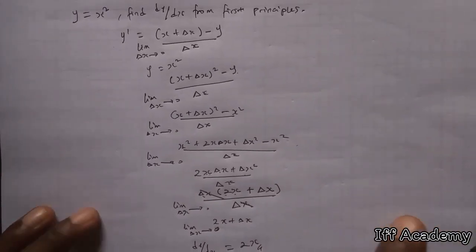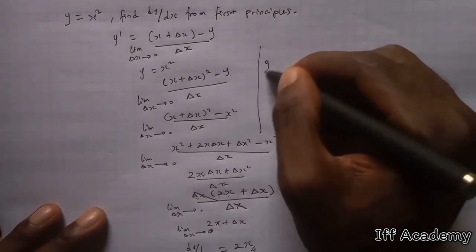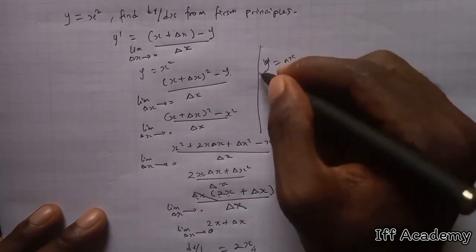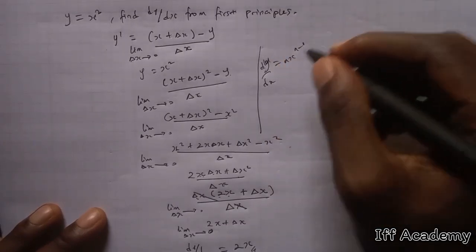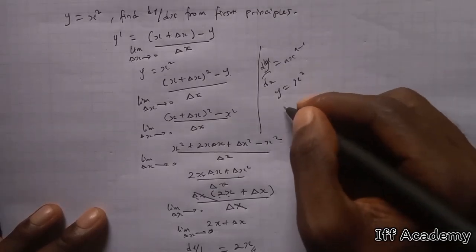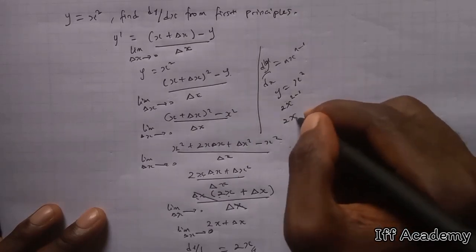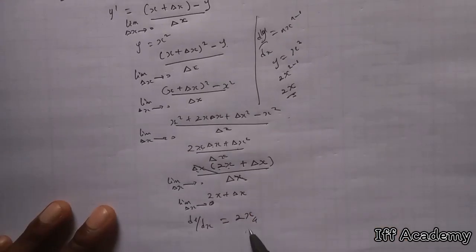So if you want to use this concept, y equals x to the power n, dy over dx is n x to the power n minus 1, right? So if you have y equals x squared, your dy over dx will be what? 2x to the power 2 minus 1. This is 2x. So you can see it's the same thing as what we have here.